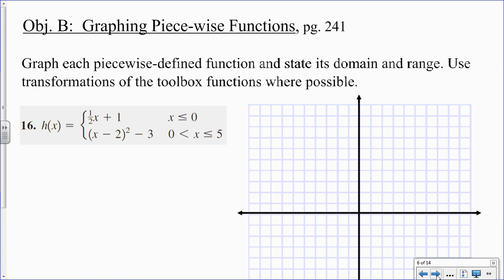So it is possible to make a table with lots of points, but this says use transformations of the toolbox functions. Your toolbox functions are your parent functions. So that's what we're going to do, because that's going to be easier. And what I think is easier to do is to graph them. So graph the first one, and then we'll erase the part that's not needed. Okay, so I have to know the type of functions that I'm looking at.